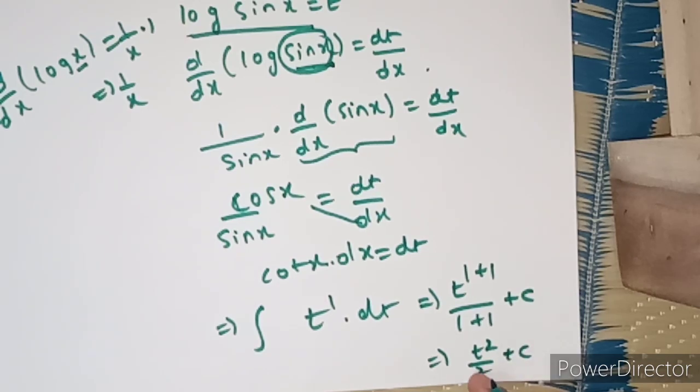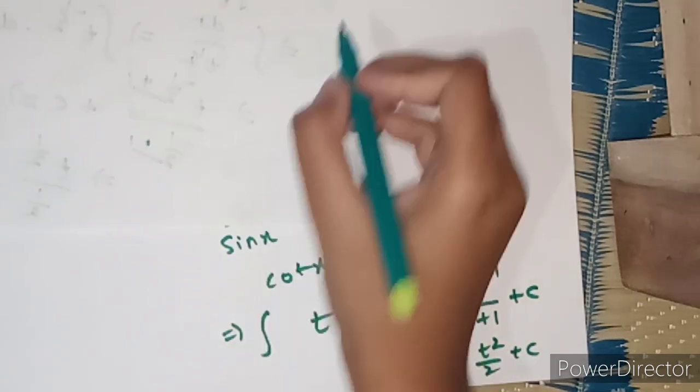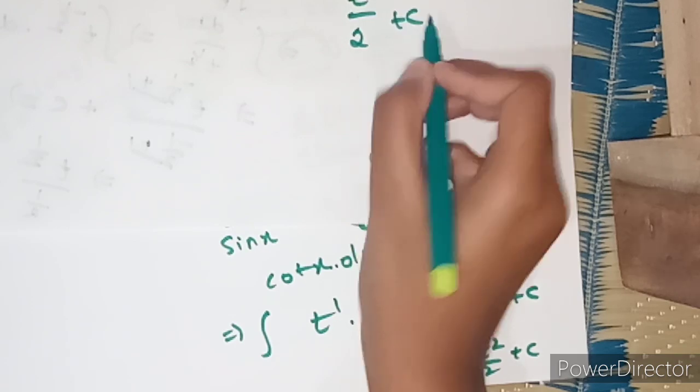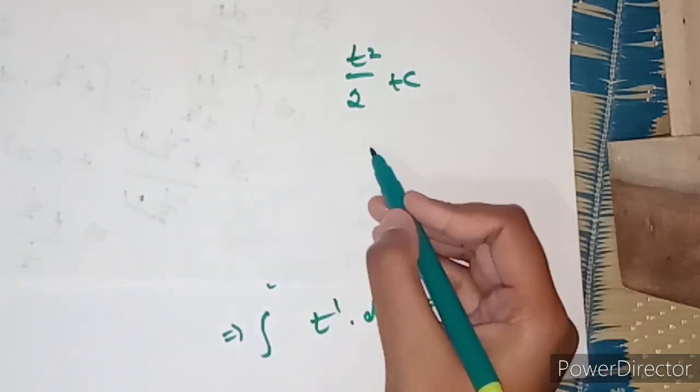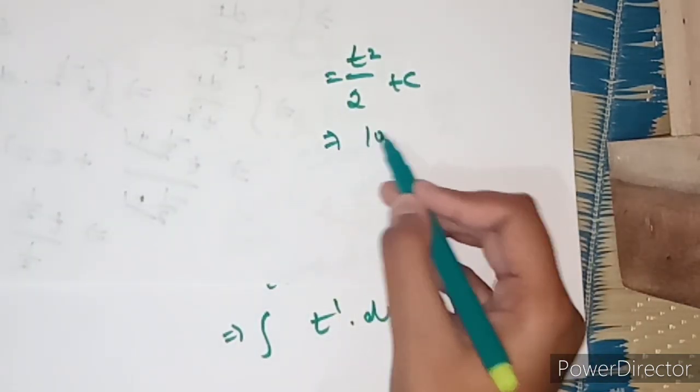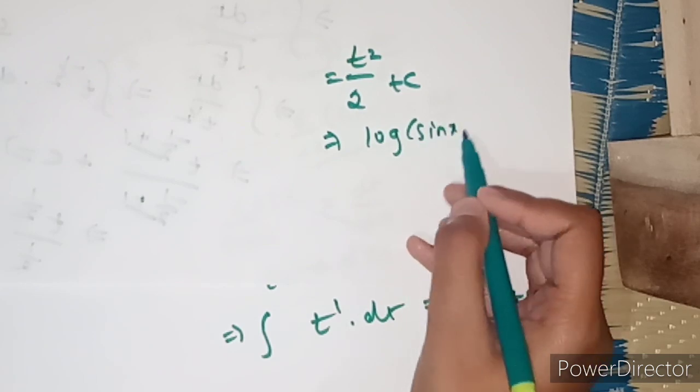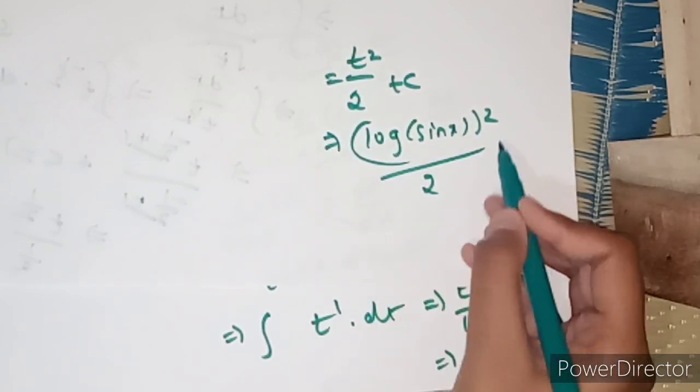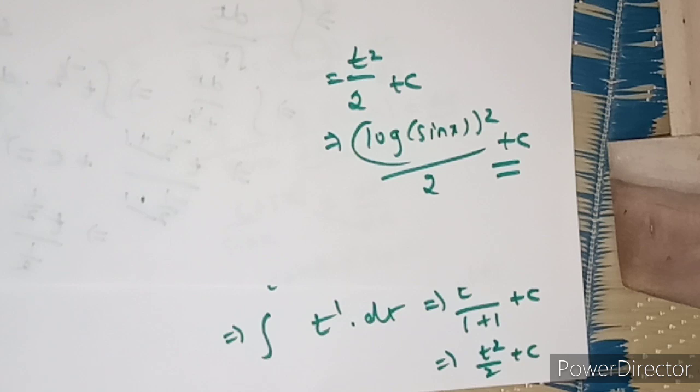Now substitute t back. T square upon 2 plus c, right? Now substitute t back. T here is, we have taken t as log sin x. Log sin x whole square upon 2 plus c. So this is the required answer.